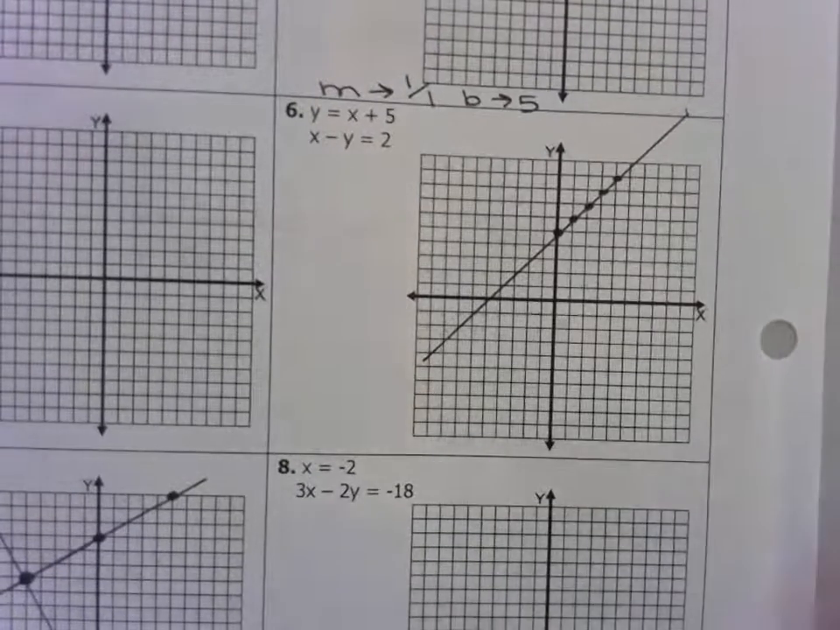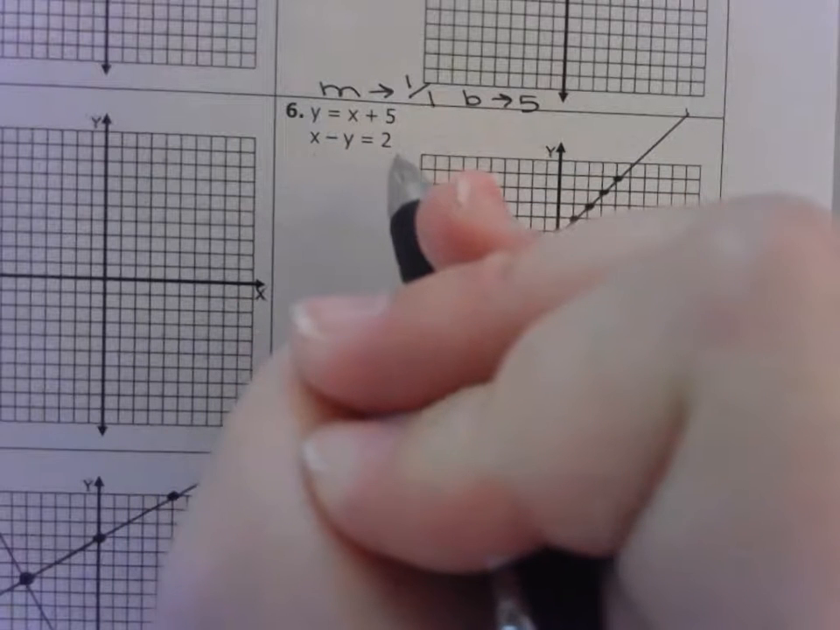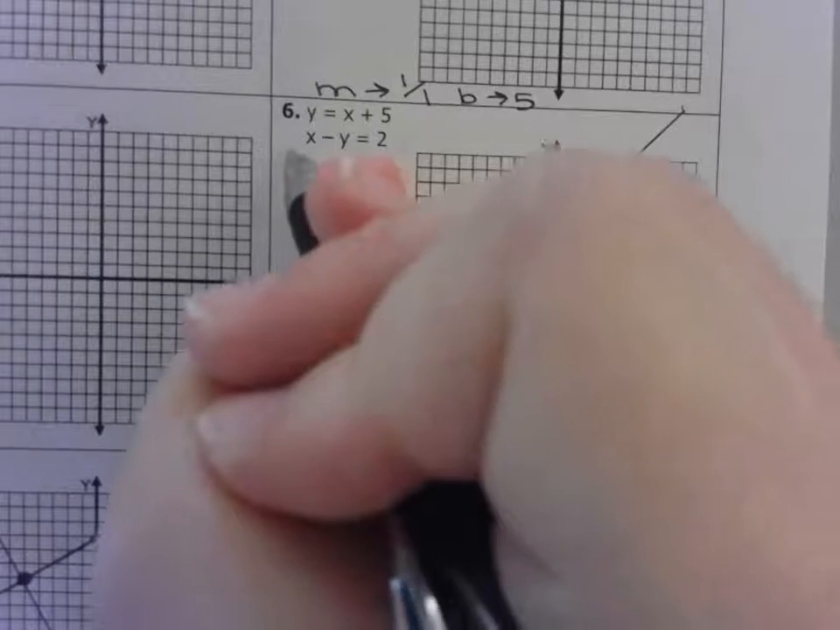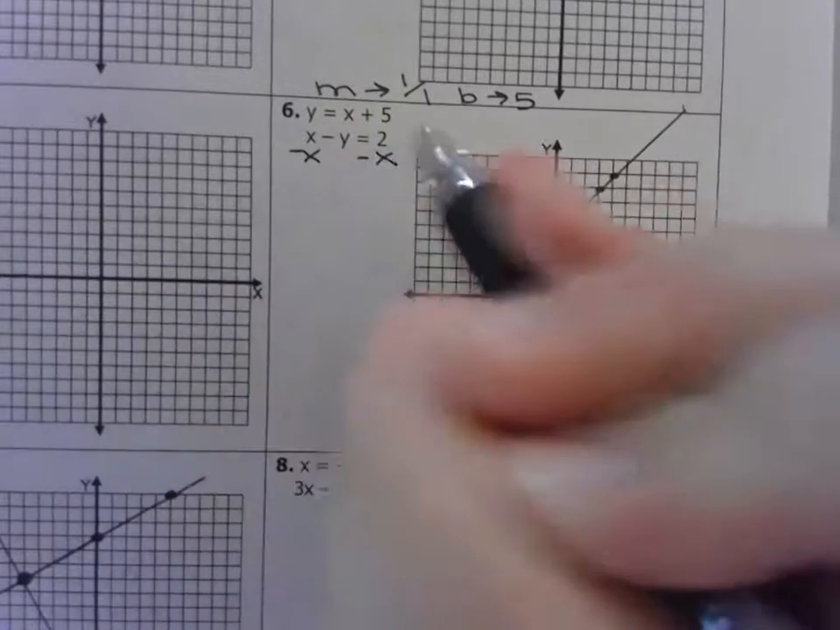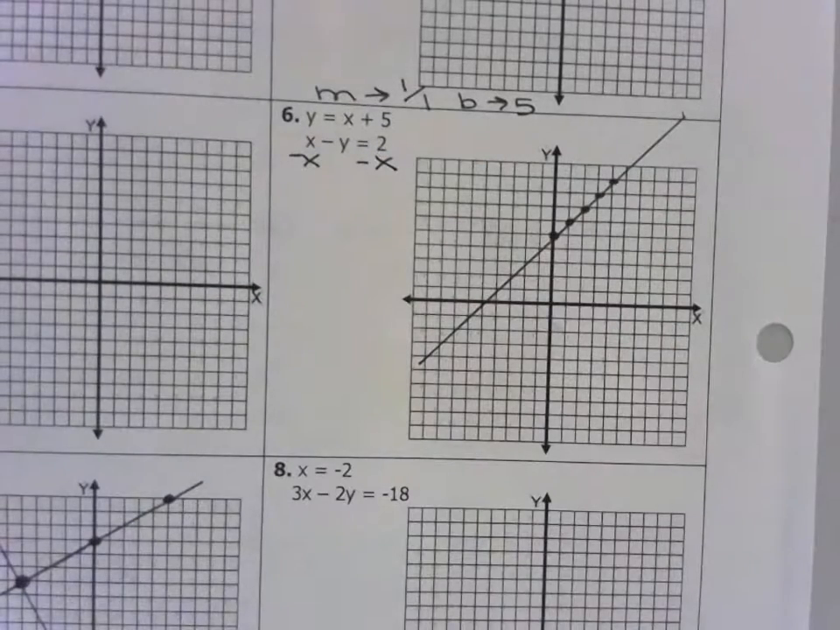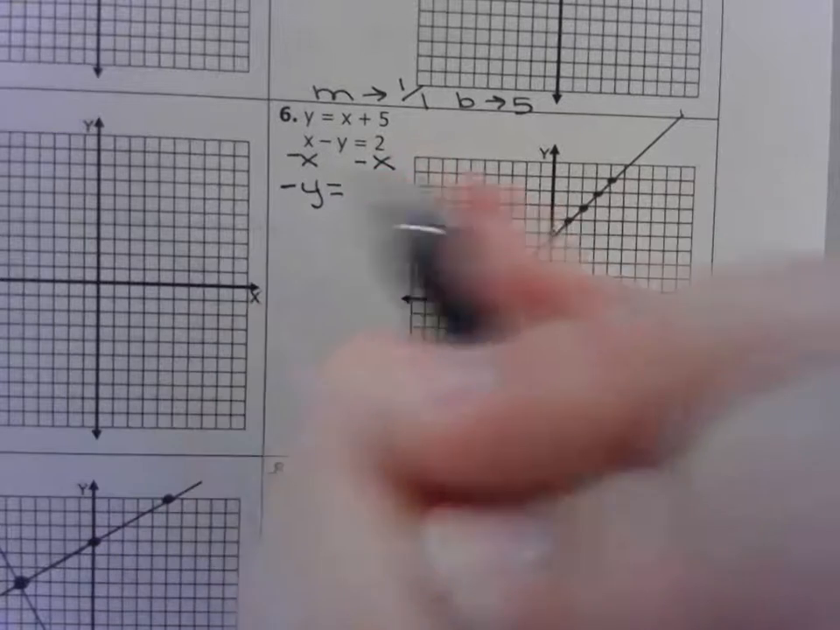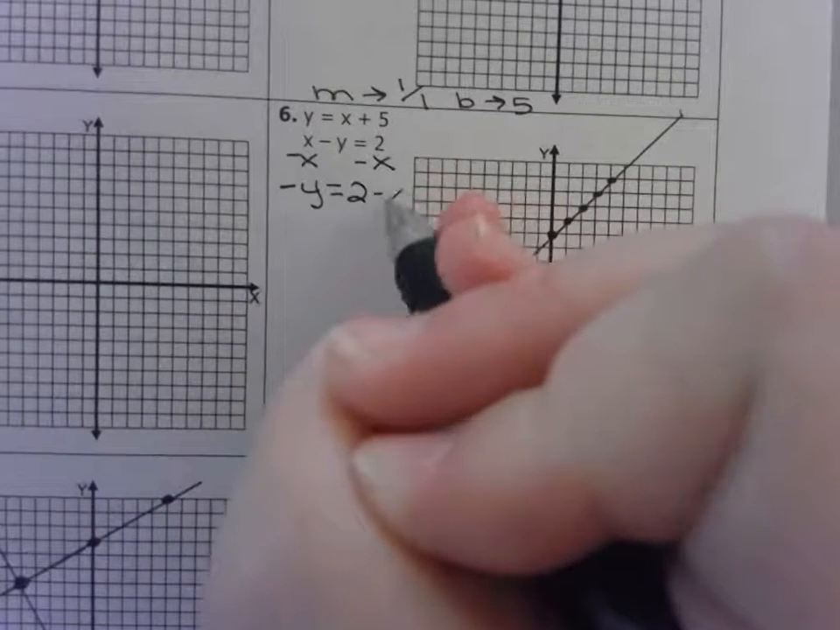Okay, bottom equation, x minus y equals 2. We need to get y alone, so we subtract x. There's nothing in front of x, so it's a positive, so we subtract it. Negative y. Don't forget the negative in front of the y. Negative y equals 2 minus x.